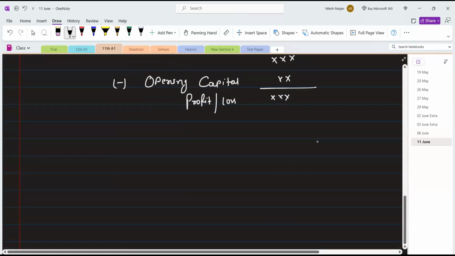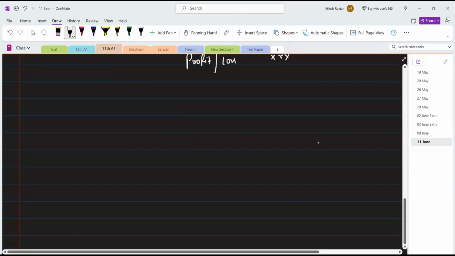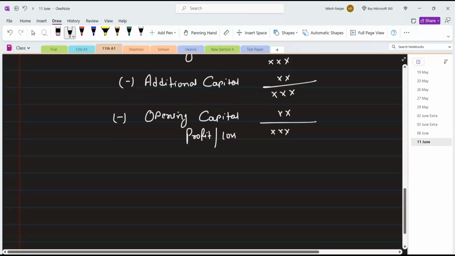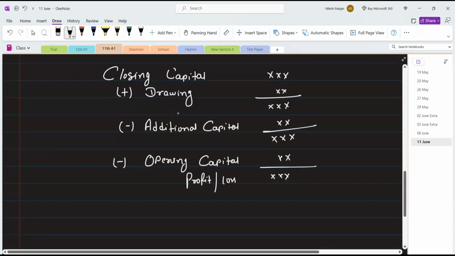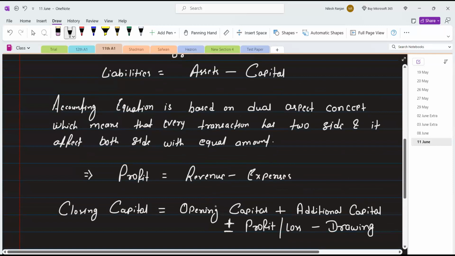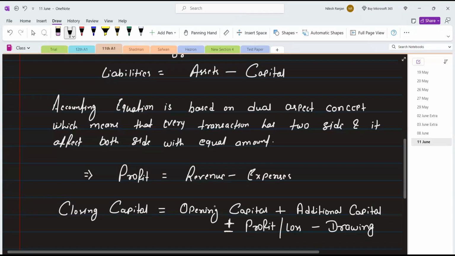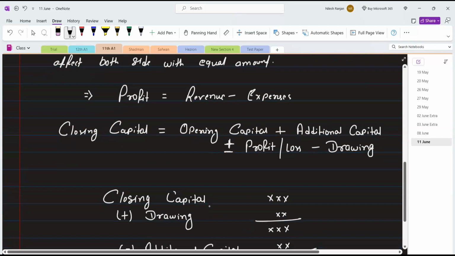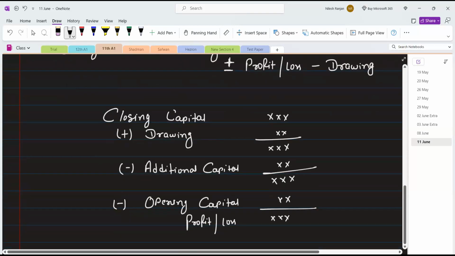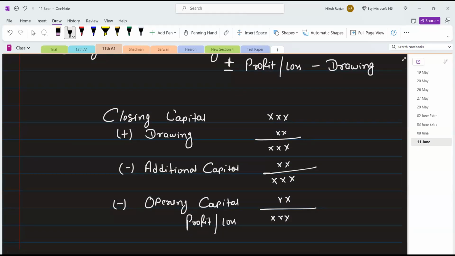Now we will understand the accounting equation in detail. Sorry, just one minute. Can you show me the last one? Opening capital. Yes, sir. This one. Profit slash loss.